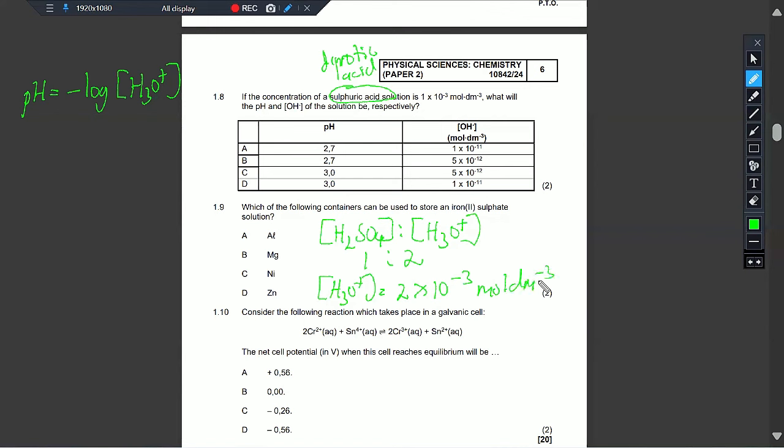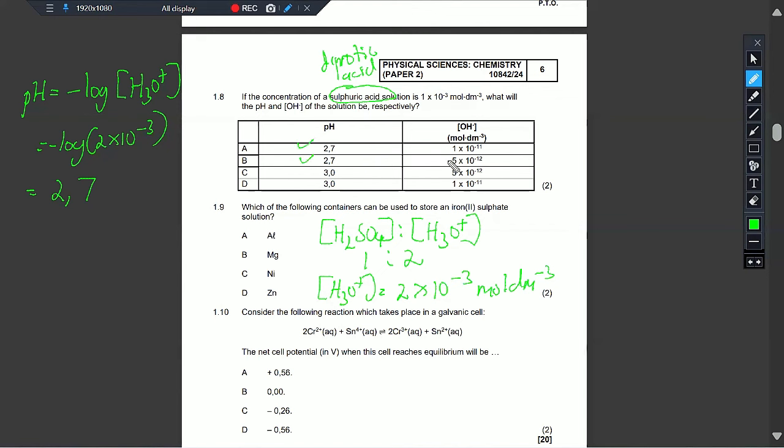So it is very important to note that. You needed to first note that sulfuric acid is a diprotic acid, so you can't use that concentration. So that's negative log, and then here we have 2 times 10 to the exponent of negative 3, which if you punch into your calculator, it gives you something like 2.699, which rounding off is 2.7, right? So that means your option is either A or B.